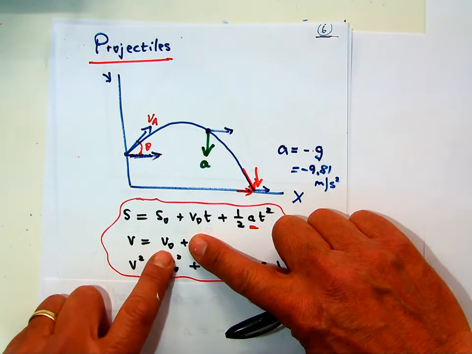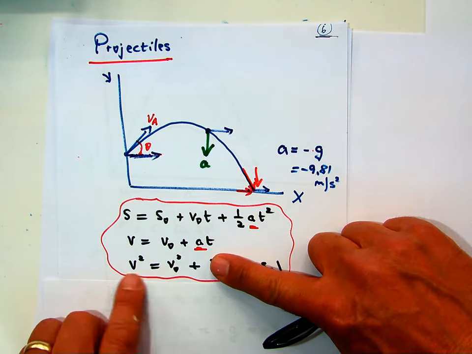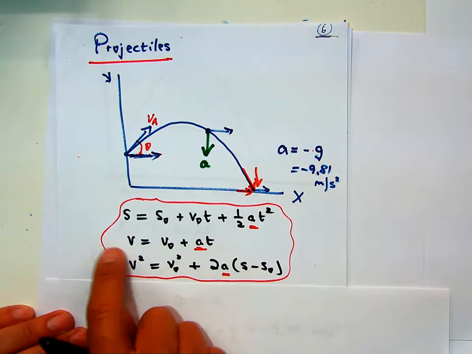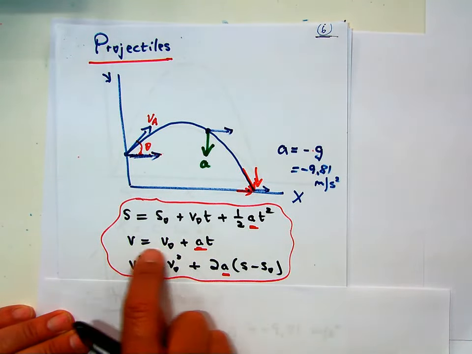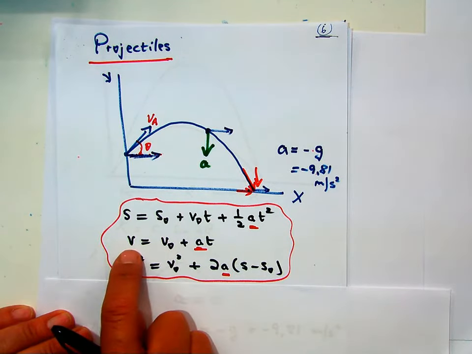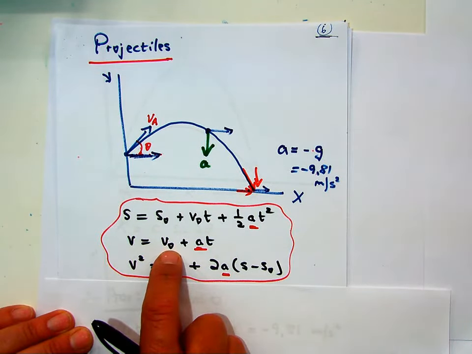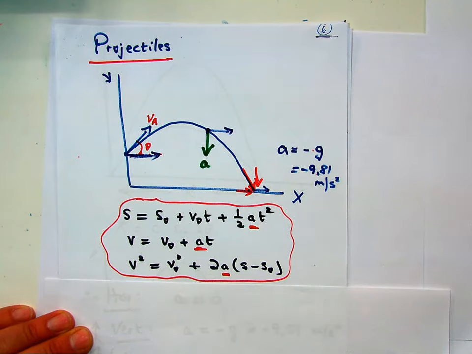Okay, I'll talk about that one in a moment. And you'll have actually the same one here, v equals v0. If you apply that in the x direction, it means vx is v0x. That means your horizontal velocity stays constant.